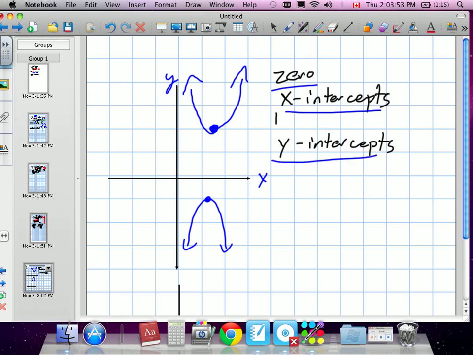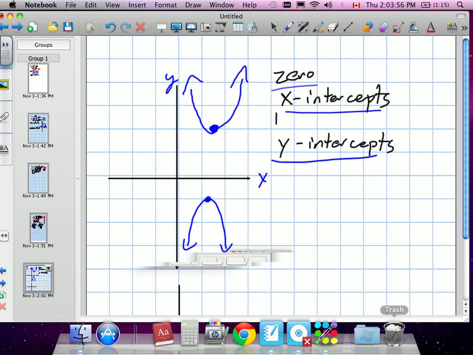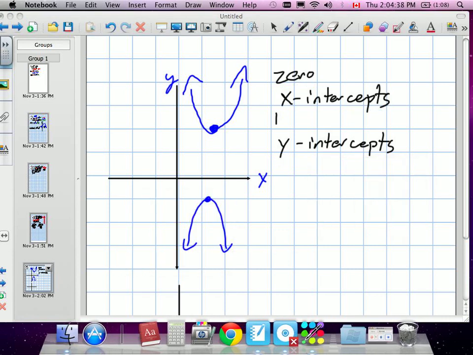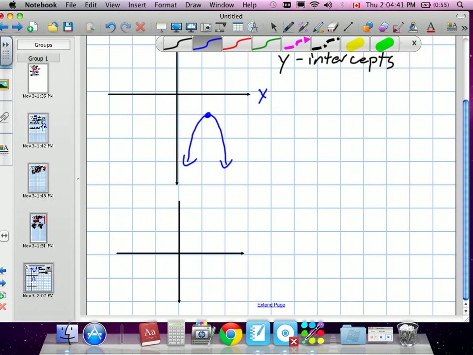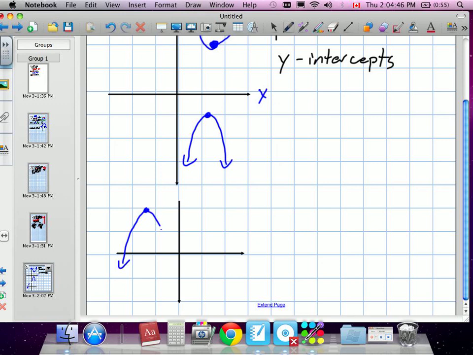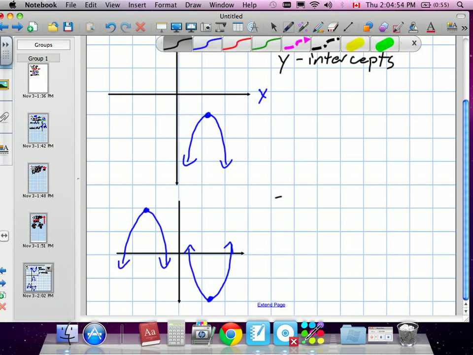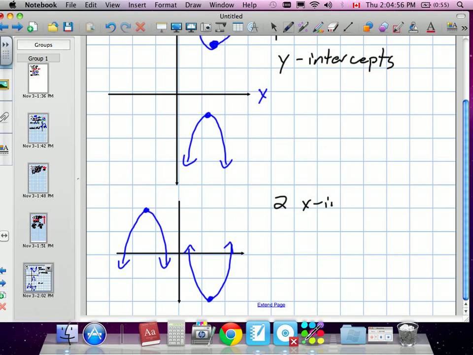Let's say, same idea, we have a vertex up here and it opens downwards. How many x-intercepts do I have? And if I have one below and it's opening upwards? 2, okay? So in these examples, we have 2 x-intercepts. How many y-intercepts? Still just one y-intercept.